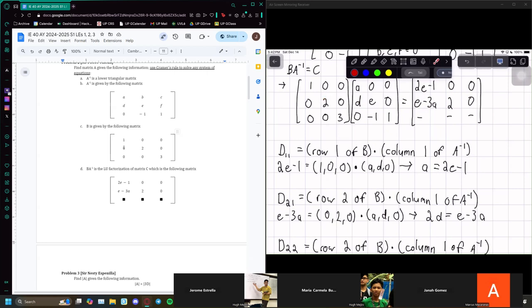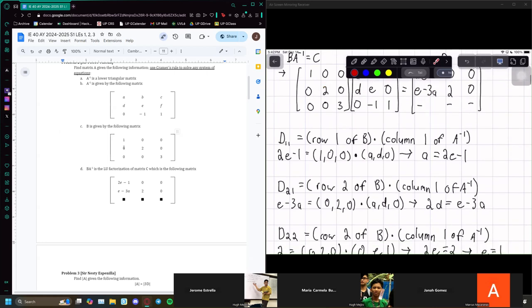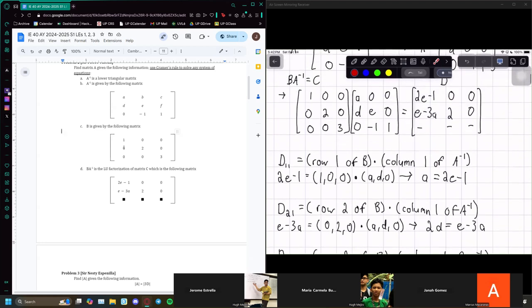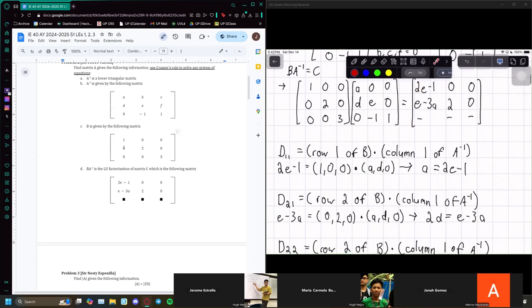Okay, I imagine my phrasing is complicated, but I think it's easier to notice in practice. So basically, let's start here with D11, the top left element in the product matrix, which is 2e minus 1. But we know that 2e minus 1 is equal to the dot product of row 1 of B and column 1 of A inverse.